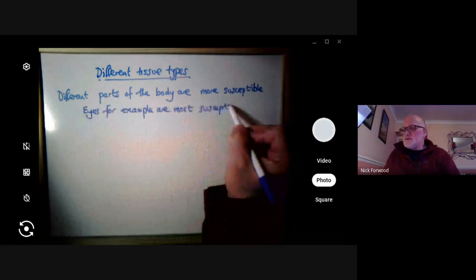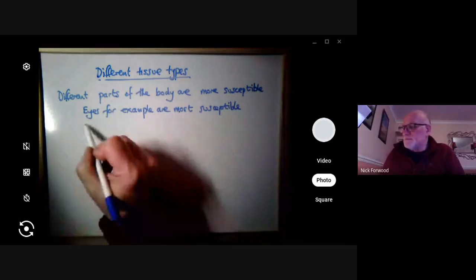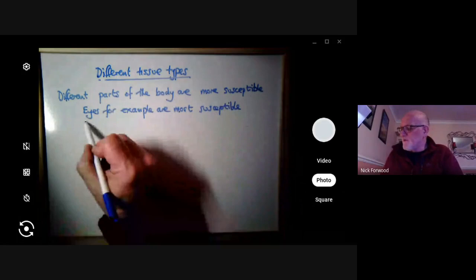And I've already said, things like your feet, the living cells that are in your feet, because the soles of your feet are so thick with dead skin that the living cells behind there are not very susceptible. And same with the hands, the palm of your hand, it's quite hard skin. And so the living cells behind those are not as susceptible.